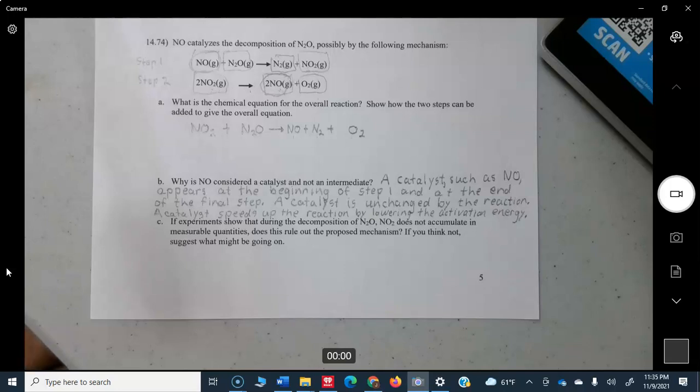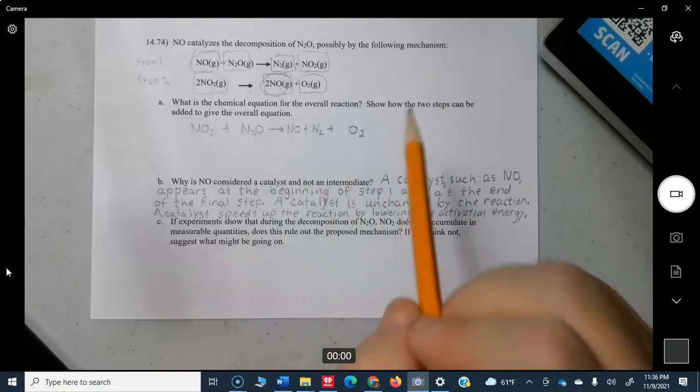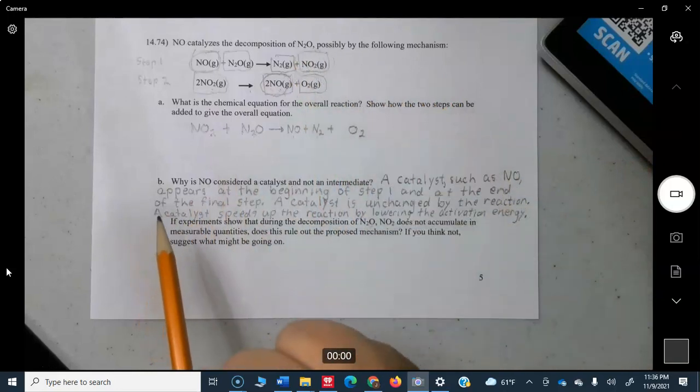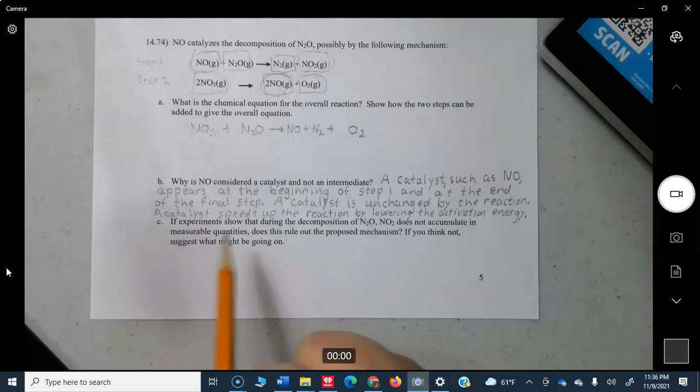Okay, in part C, the final part: if experiments show that during the decomposition of N2O, NO2 does not accumulate in measurable quantities, does this rule out the proposed mechanism? If you think not, suggest what might be going on. So it's saying that if during this reaction you don't have NO2 accumulating, building up, does that rule out that this is a possibility? And the answer is absolutely not.